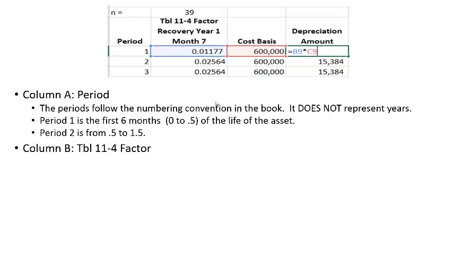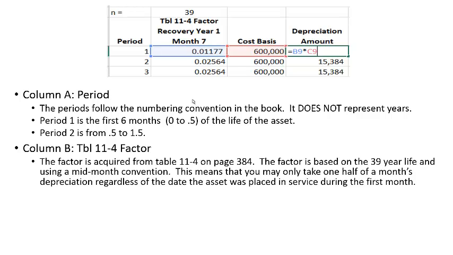Column B, that value is taken from table 11-4, and it's a factor for recovery in year 1, month 7, and that gives us the factor of 0.1177. The factor is acquired from table 11-4 on page 384. The factor is based on the 39-year life and using a mid-month convention.